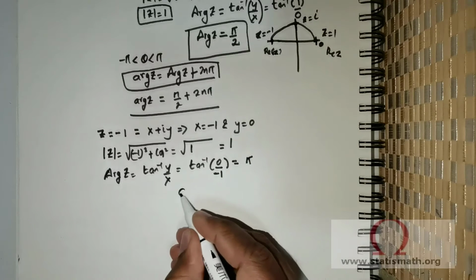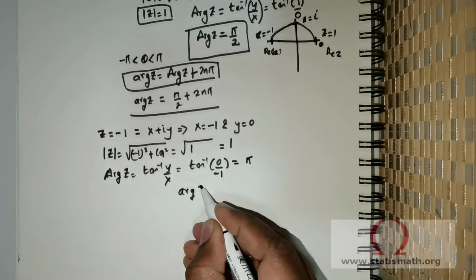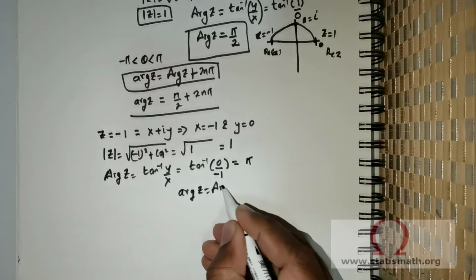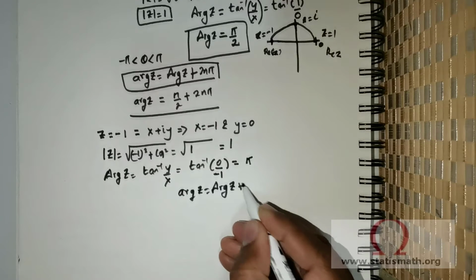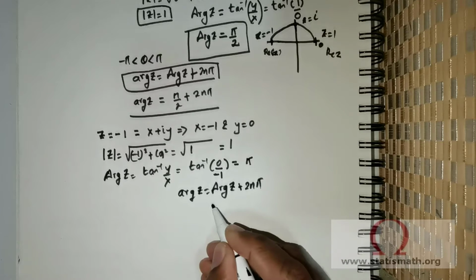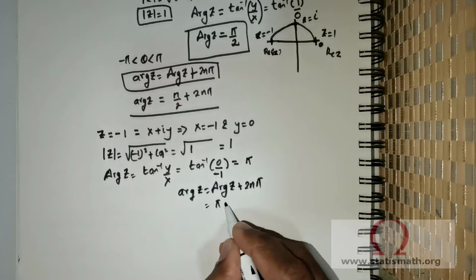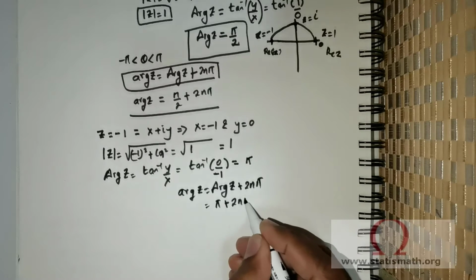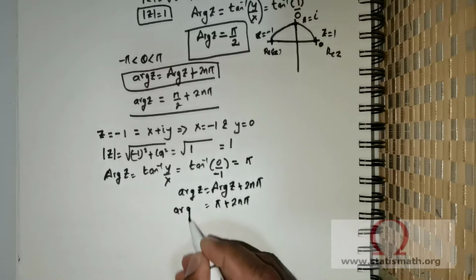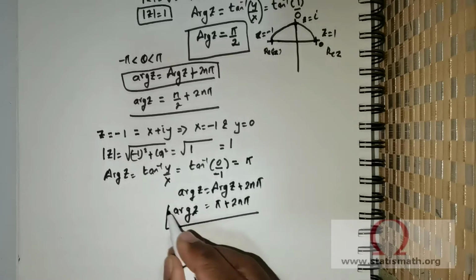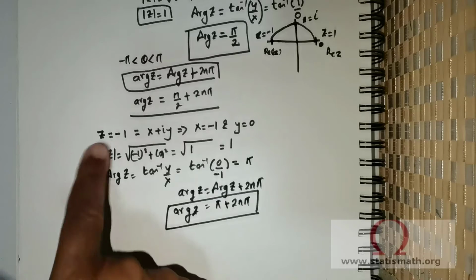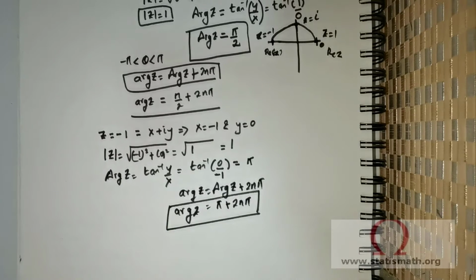But this is not complete. We are expected to find argument of z, which has a formula: argument of z plus 2n pi. But this is already pi. You place the pi and add it with 2n pi, thereby giving us argument of z. This is the answer to this complex number z equal to negative 1.